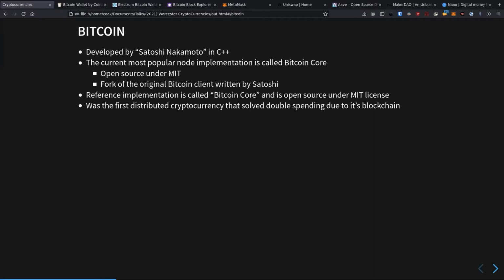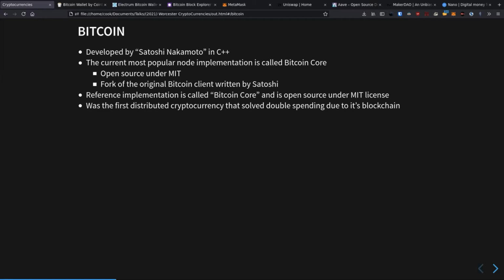So Bitcoin was developed by Satoshi Nakamoto, which is an alias. It probably isn't a real person, but it's the alias of whoever created it, and they developed it in C++ originally. Their original implementation of Bitcoin has been forked a couple of times, and the major implementation is currently called Bitcoin Core, which is still in C++, and it inherits some of the code from the original Bitcoin software, and it's open source under the MIT license.